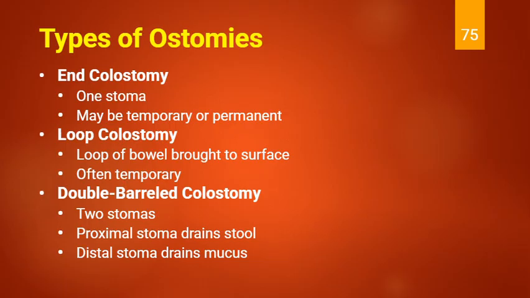Colostomies can be classified based on the surgical technique used. An end colostomy, also called a single-barreled colostomy, has one stoma that passes stool. A loop colostomy brings a loop of bowel to the abdominal surface and is commonly used when the surgeon plans to reverse the ostomy later. A double-barreled colostomy creates two stomas. The proximal stoma passes stool, while the distal stoma usually drains mucus from the remaining section of bowel.